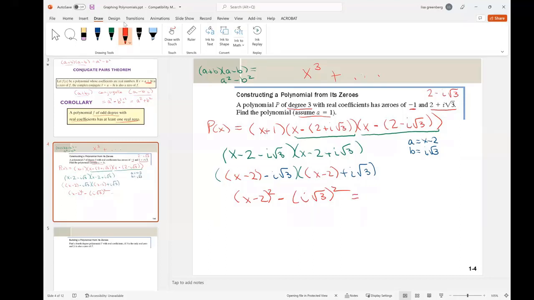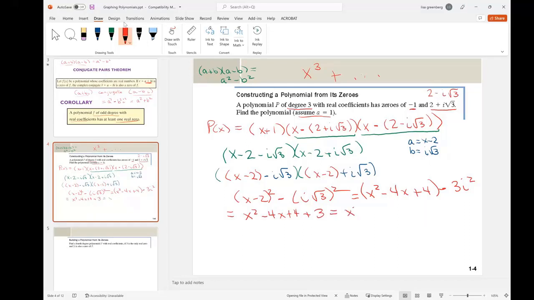And now I can simplify this. So (x minus 2) squared is x squared minus 4x plus 4, minus, and again, this is going to be (I times the square root of 3) squared, which is going to be 3I squared. I'm going to keep simplifying that. x squared minus 4x plus 4. I squared is -1. -1 times -3 is plus 3.